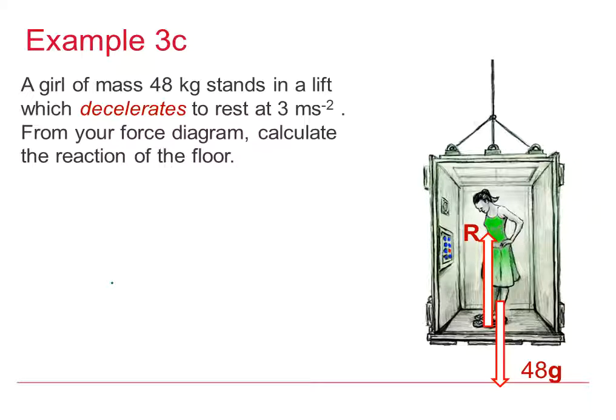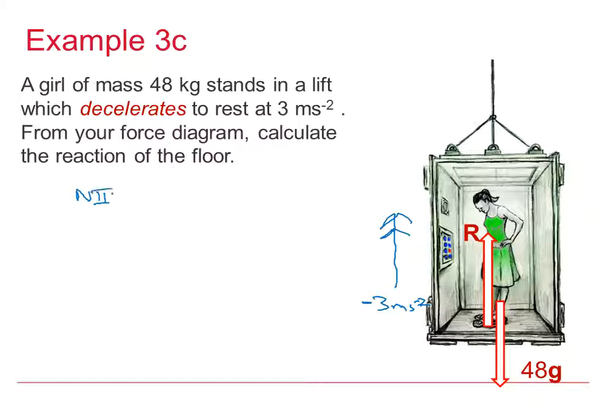Now the same lift is going to decelerate at 3 meters per second squared, and we're going to calculate the reaction force. I think the clearest way to show deceleration, the lift is still travelling upwards, remember, is to put an upward double-headed arrow, but label it minus 3 meters per second squared. I think that's the clearest way of showing a deceleration. Put it on as a negative acceleration.